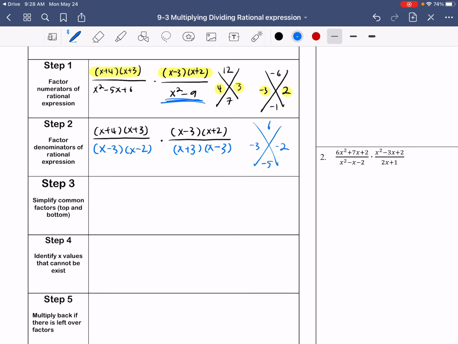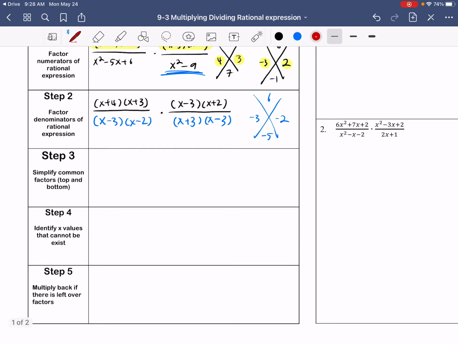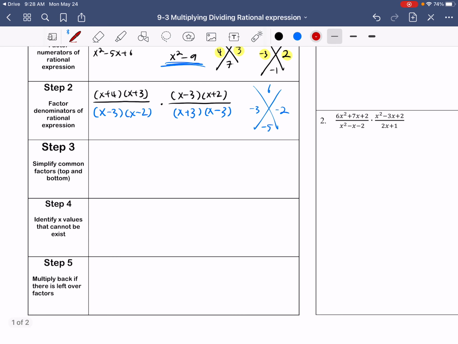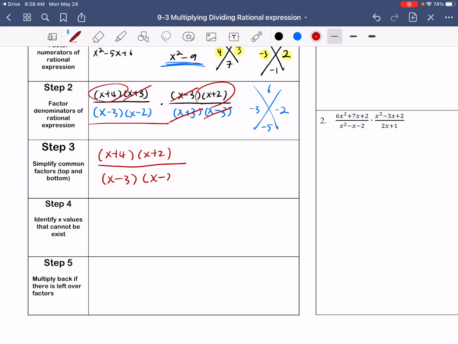All right, so let's do our fun part. x plus 3, I got here and here. I got x minus 3 here and here. Is there anything that I can factor further? I don't think so. So that's it. So on the top, I have x plus 4. And I got this one and this one left over, x plus 2. Over, I got this one left over, which is x minus 3, x minus 2.